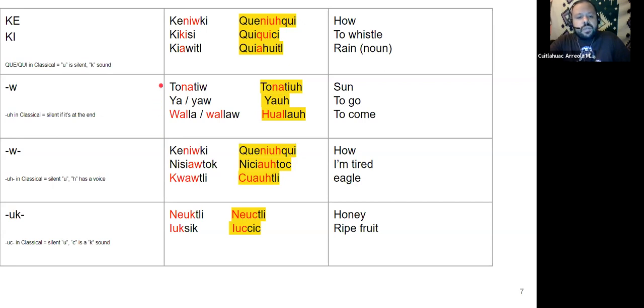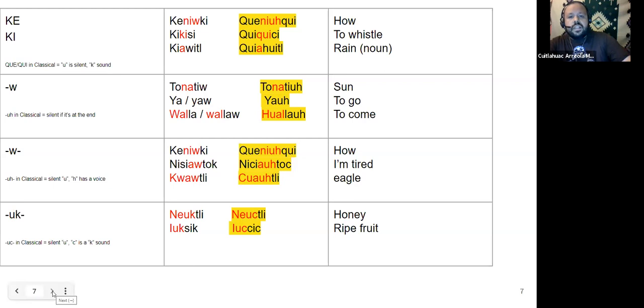So Huasteca: donati, ya, wala, kenihki, nisyahtok, kwahtli. Another in classical and in central variants: donatiu, kenyuki, nisyautok, kwautli. The next sound, UK or UC. The U is silent and it's a K sound. Nektli, nektli. Iksik, iksik. Again, the meaning is right there.